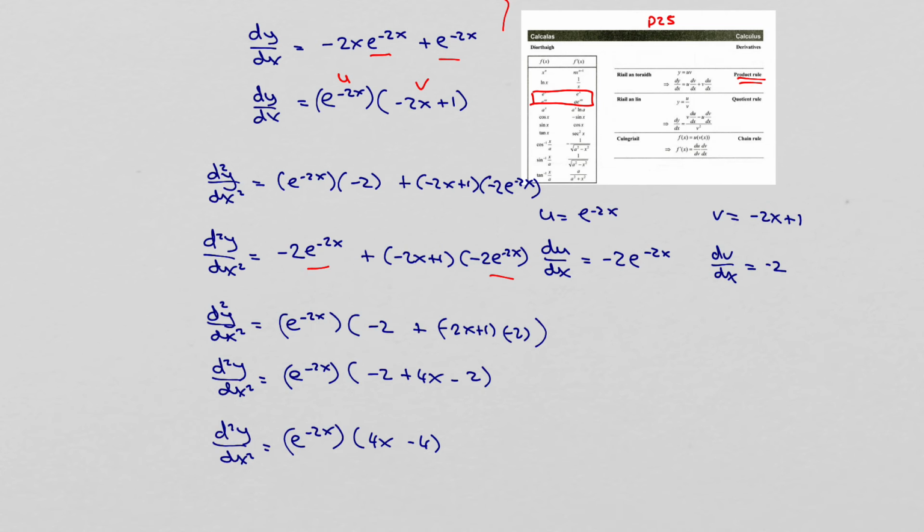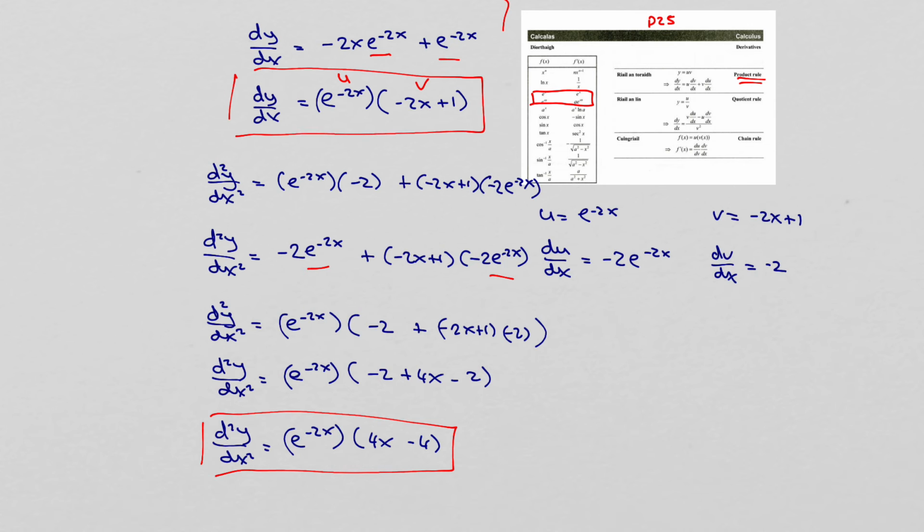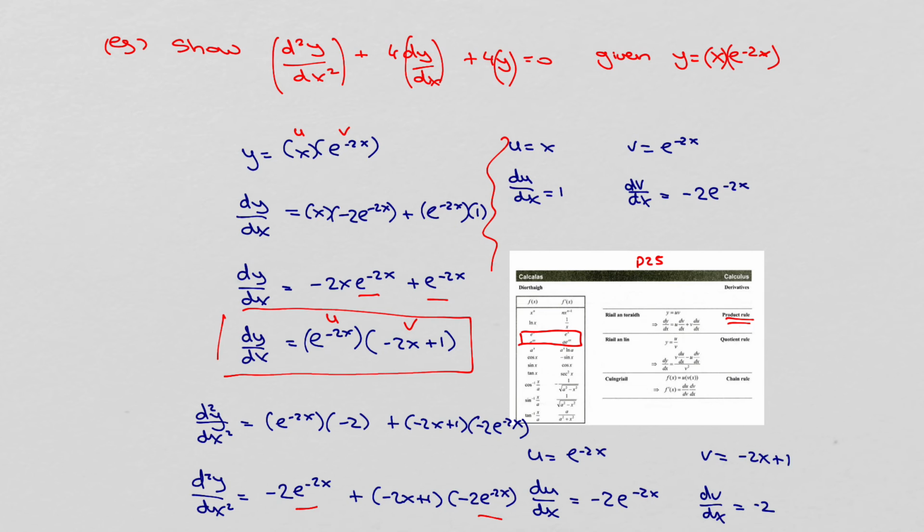Okay, so now I have my second derivative, I have my first derivative, and I have, if I go back to the top here, my original function y. So if I star that, they're going to now be subbed into this equation, and I'm going to take the left-hand side and then hopefully simplify that to give me my right-hand side equal to 0. So I say left-hand side. So my left-hand side is the second derivative plus 4 times the first derivative plus 4 times the original function.